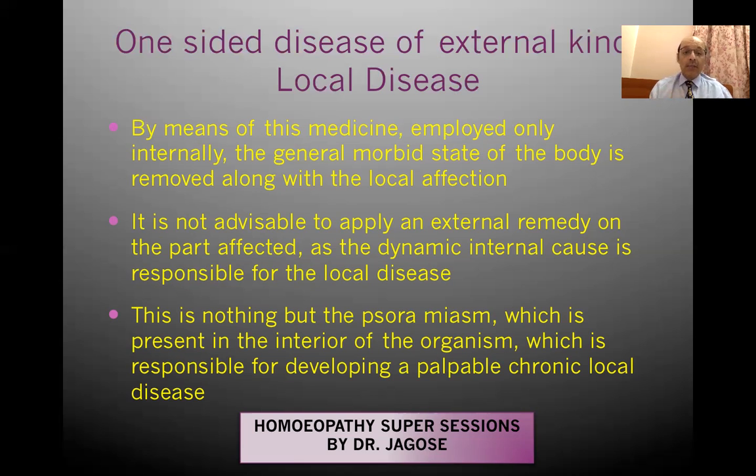So now what is this cause? This is nothing but the psora miasm. So now Dr. Hahnemann tells us the suspense: the cause is the psoric miasm, which is present in the interior of the organism, which is responsible for developing a palpable chronic local disease. So the internal cause, which I am repeatedly telling you about, Dr. Hahnemann has pinpointed, is the miasm, especially the psoric miasm, which when activated becomes a palpable chronic local disease.